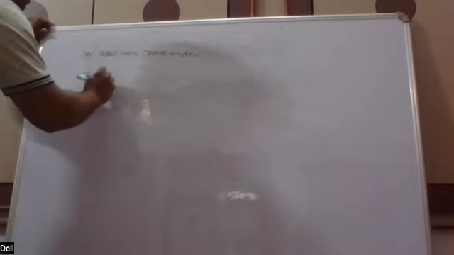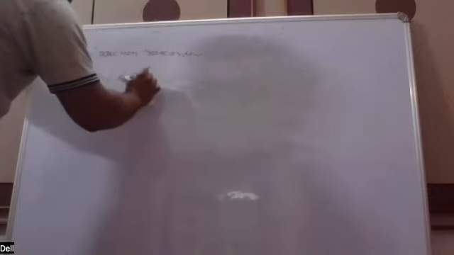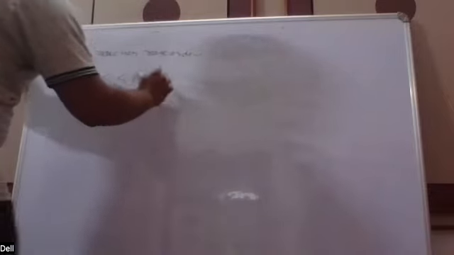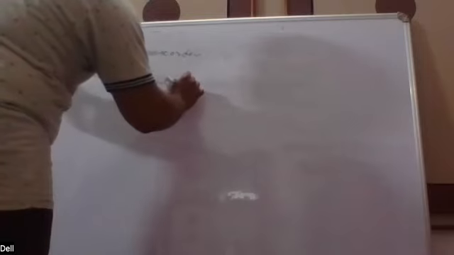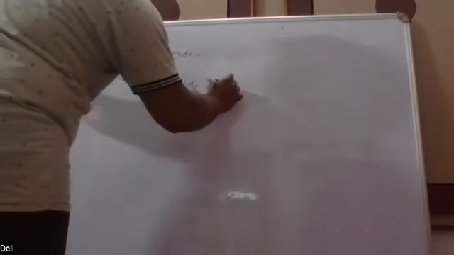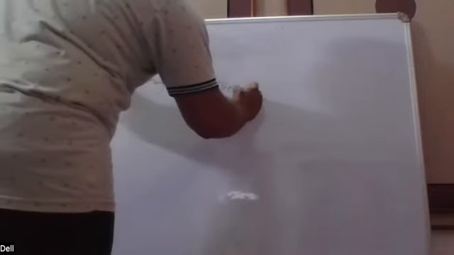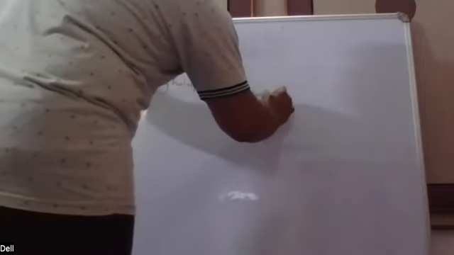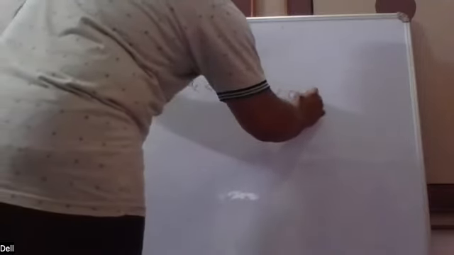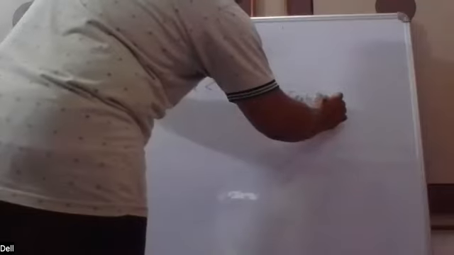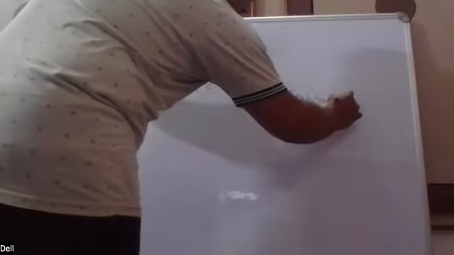So it's like methyl is the least reactive, then we have primary halide, then we have secondary halide, then we have tertiary halide, then we have allylic halide, and the most reactive are benzylic halide.